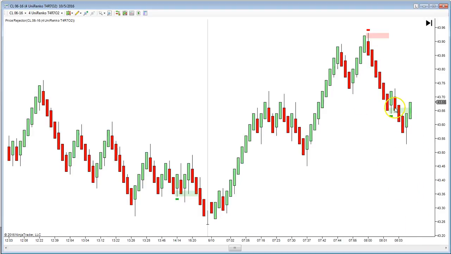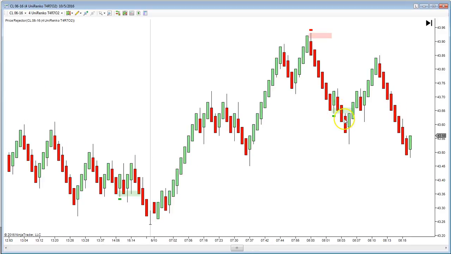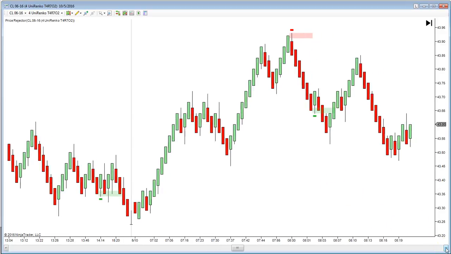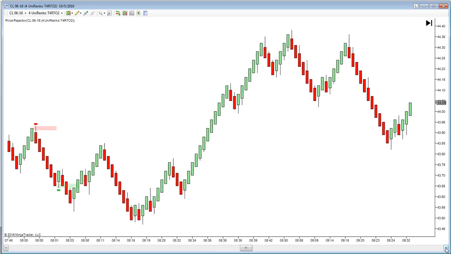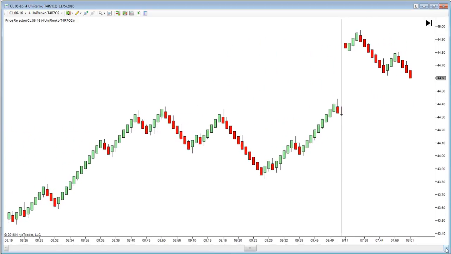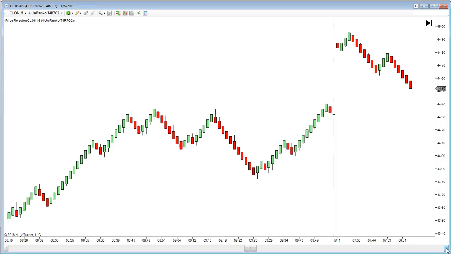This buy signal didn't work out. It would have stopped you out. Scroll forward, see any more signals? No, there's no more signal. Well, my end of the day is early, so I don't have the rest of the day's data there. Okay, so this next day is May 11.